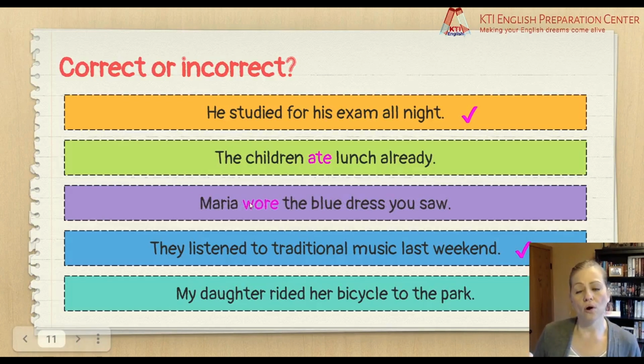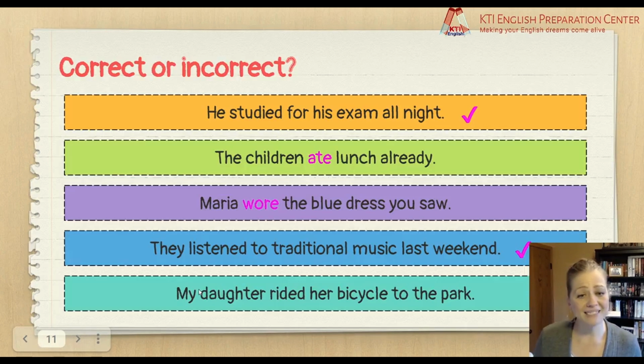Maria wore the blue dress you saw. Again, this is an irregular verb. Maria weared is not right, because wear is not a regular verb, so you can't say weared. The past tense of the verb to wear becomes wore. Same thing with the light blue, the teal at the bottom.